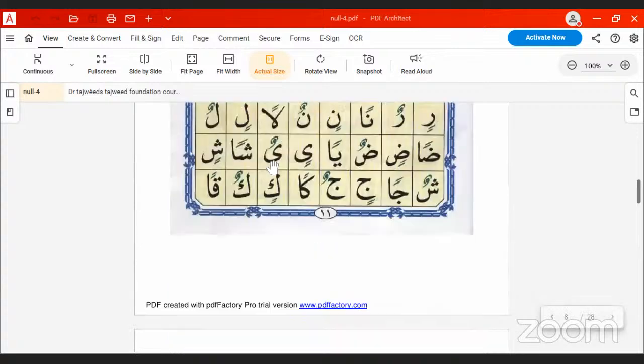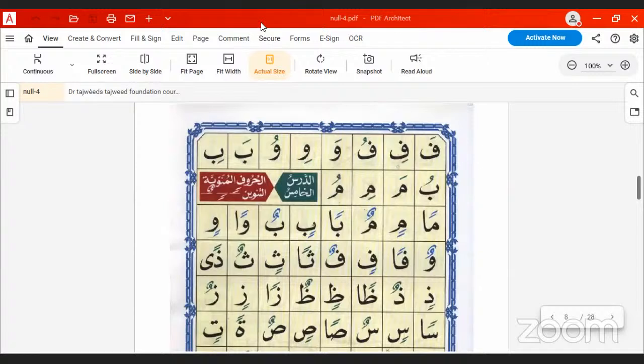Okay. So these are the tanween. So these are the next three connectors which we learned. In total, we have learned 6 connectors today.